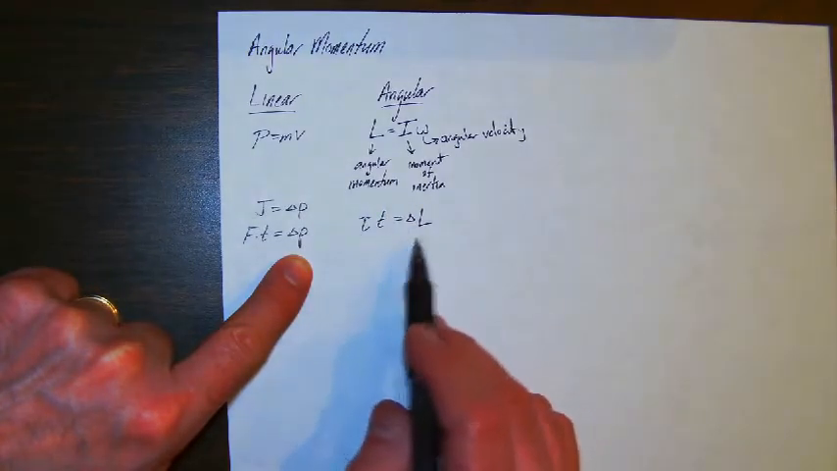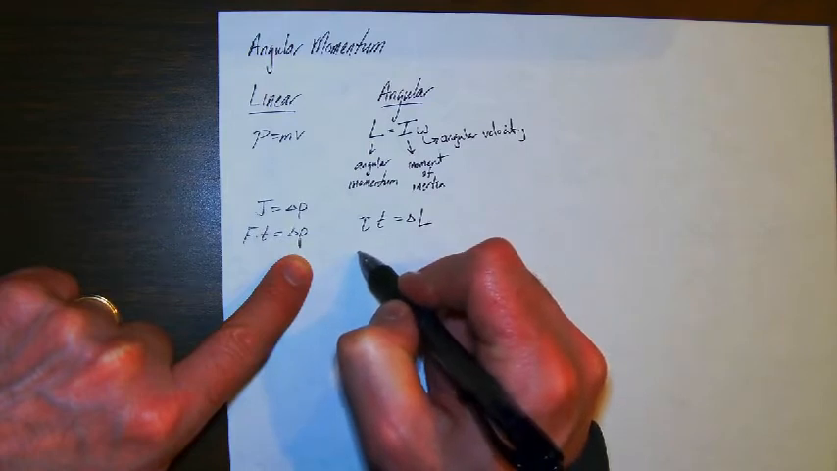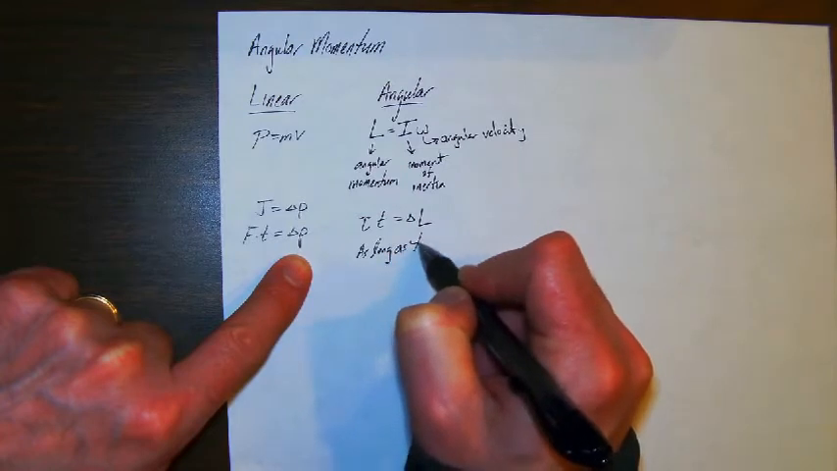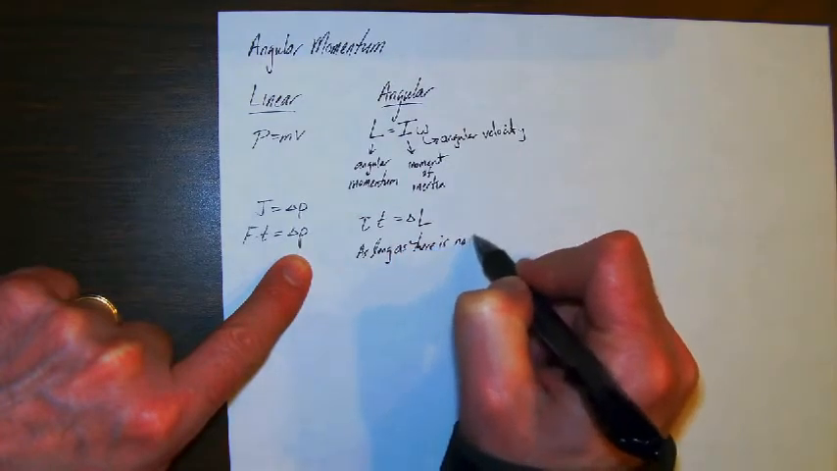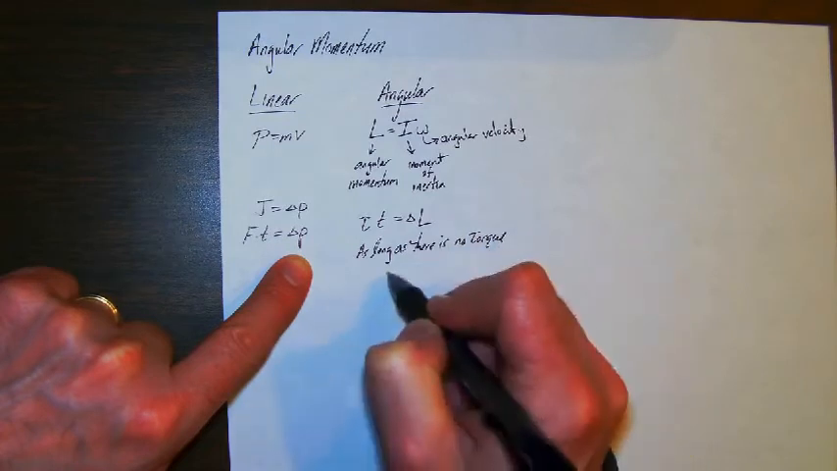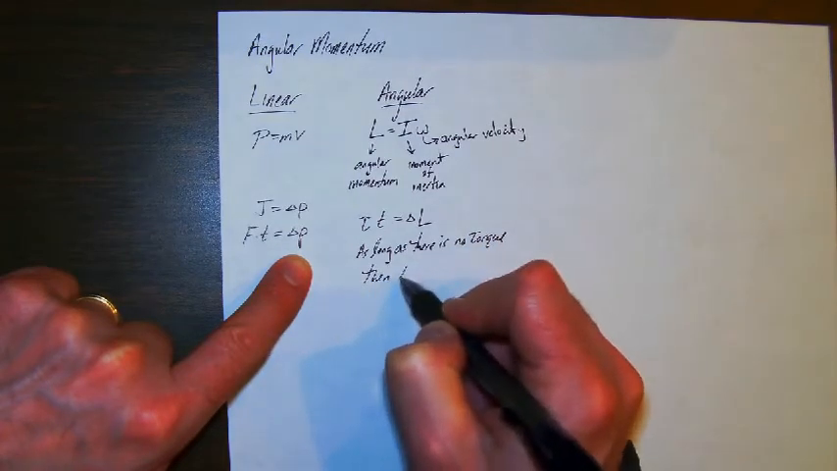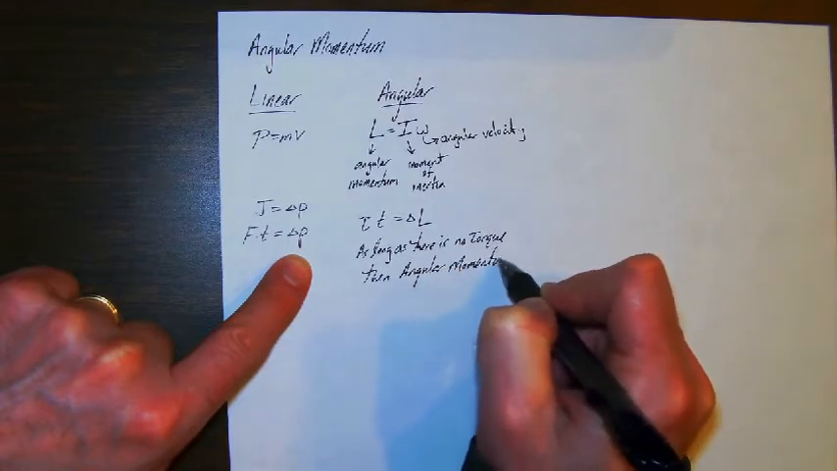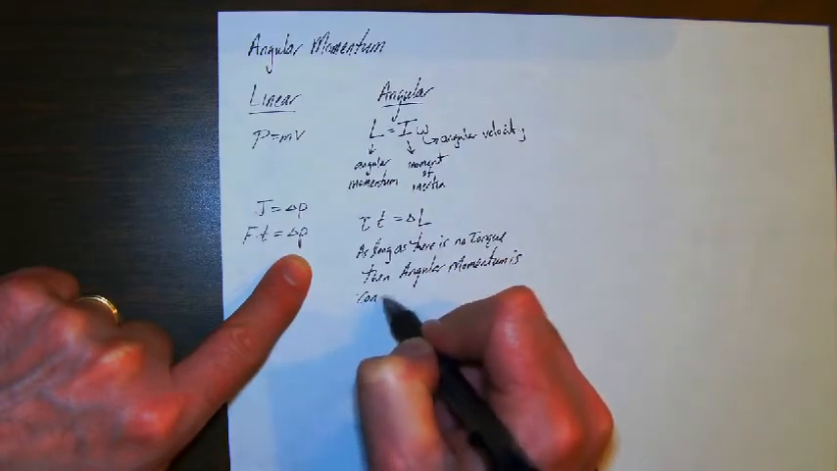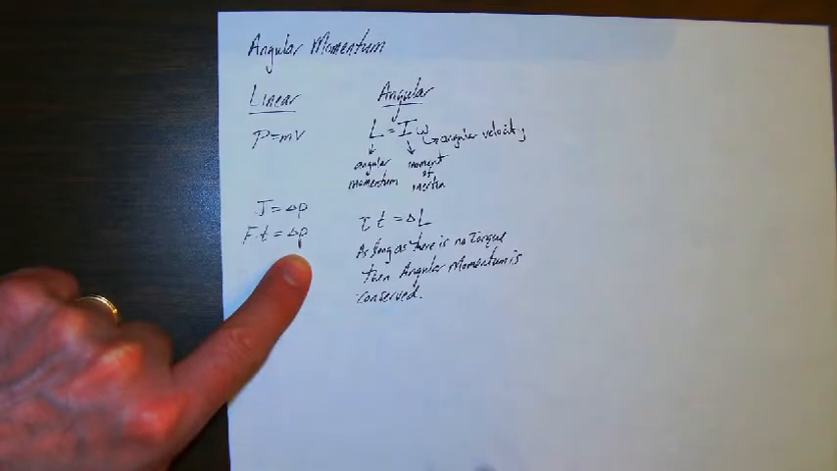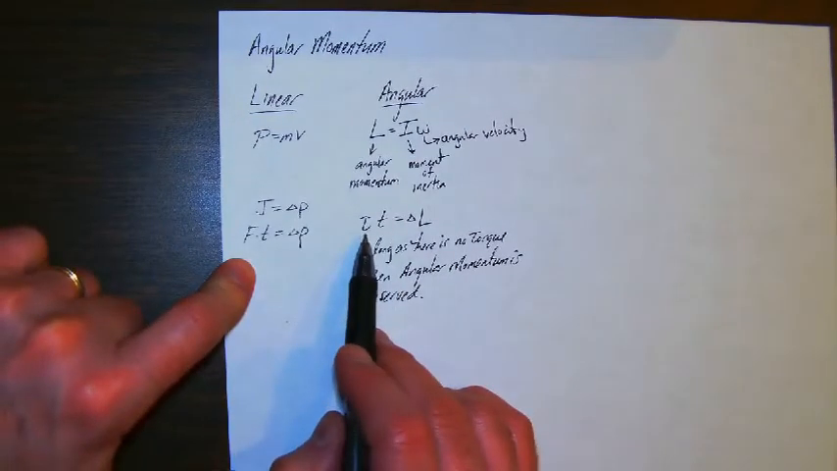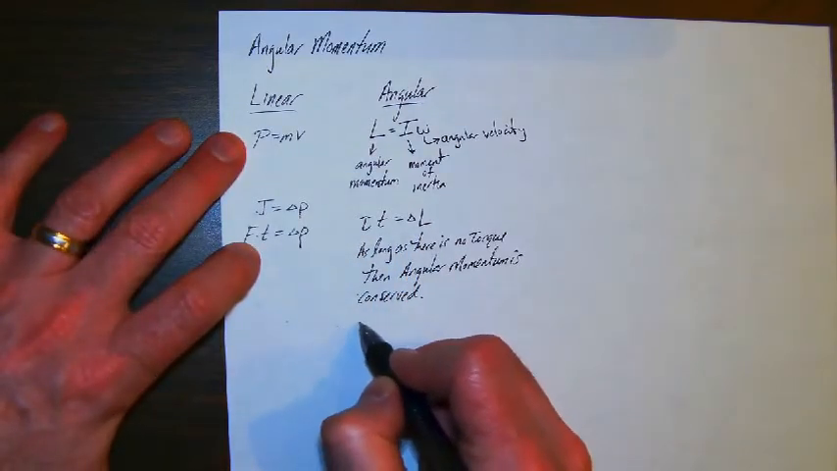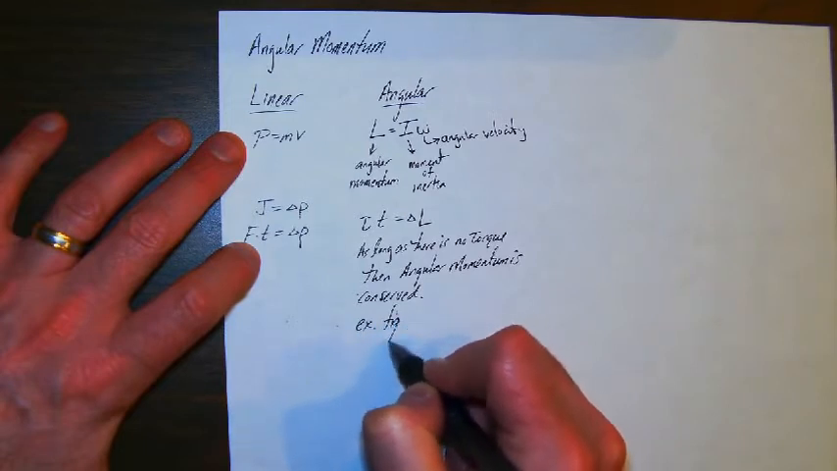What this equation shows us is that as long as the torque is constant, or as long as there is no torque, then angular momentum is conserved. So if we don't have any torque acting on an object, then the angular momentum has to be conserved. And one of the best examples that we can give for this is going to be a figure skater spinning.